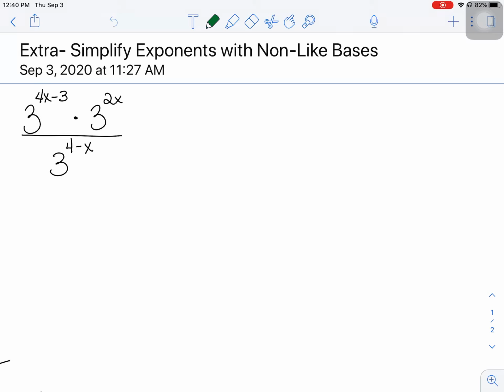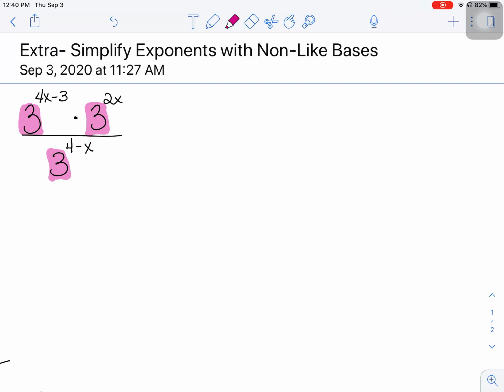All right, so this video is going to be going through simplifying exponents, but with non-like bases. It was a request that I had to make this video. So what I want to look at is this first example, and what I've got here is a base 3. I've got a base 3 here, and I have a base 3 here.